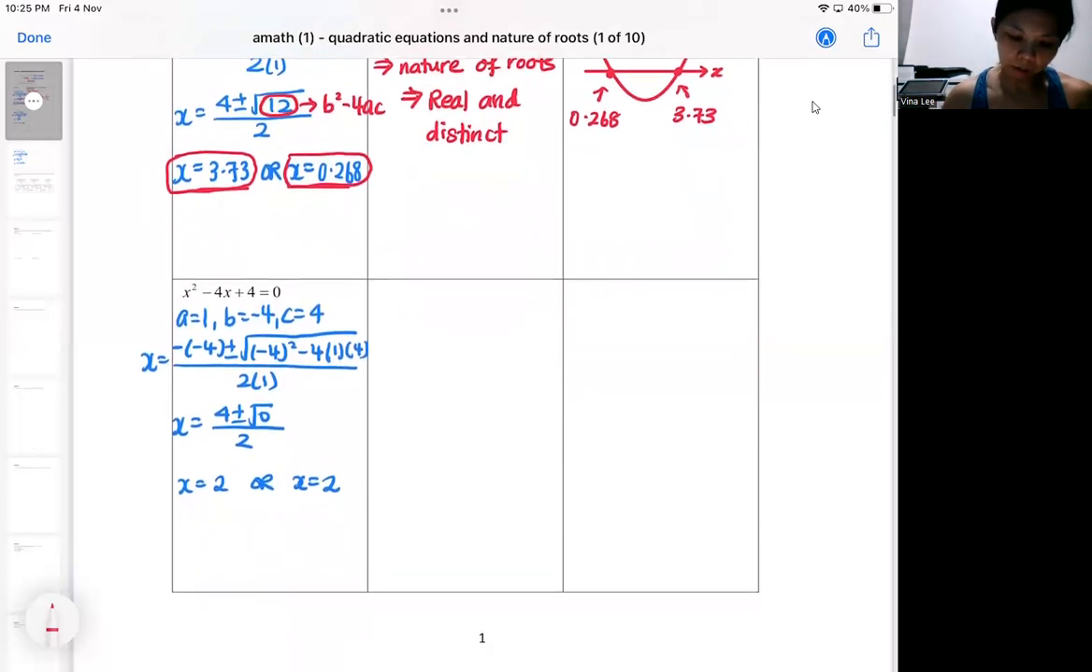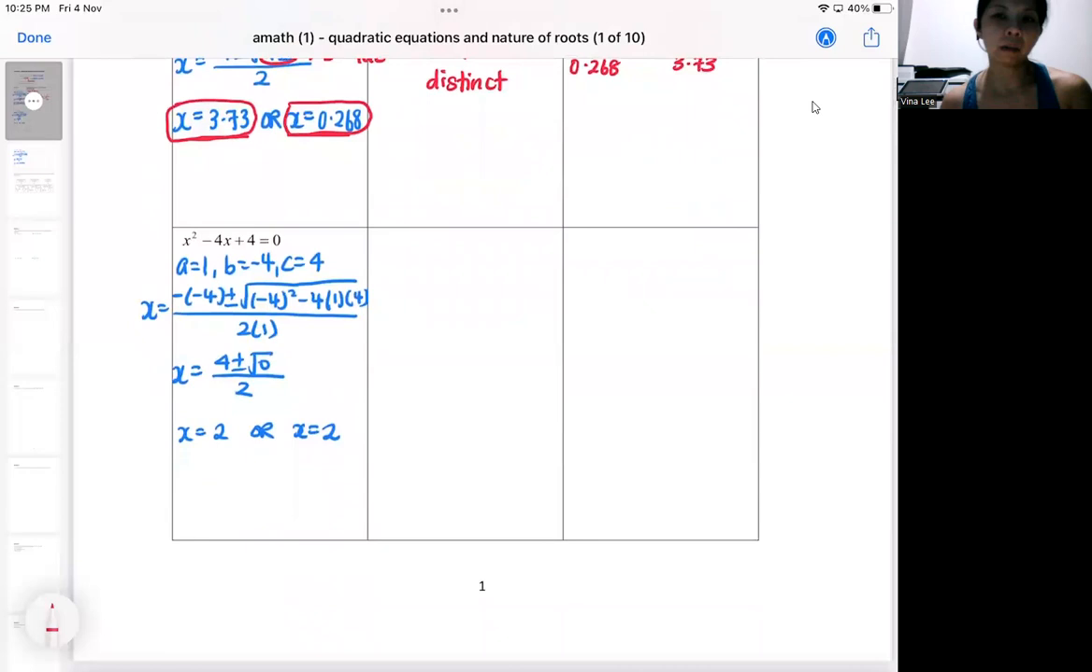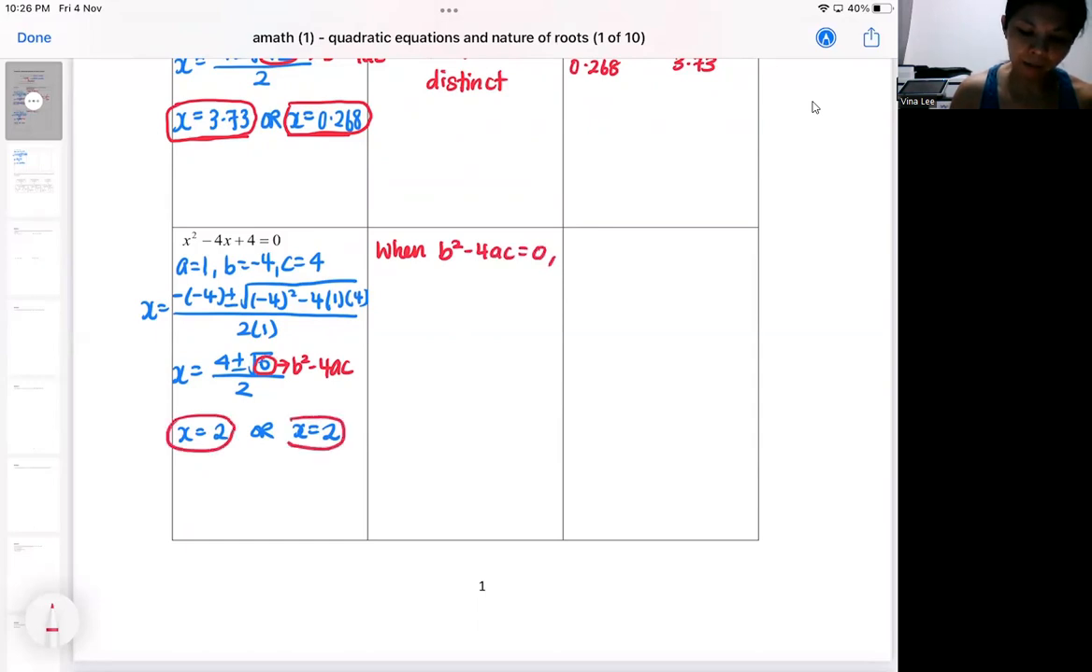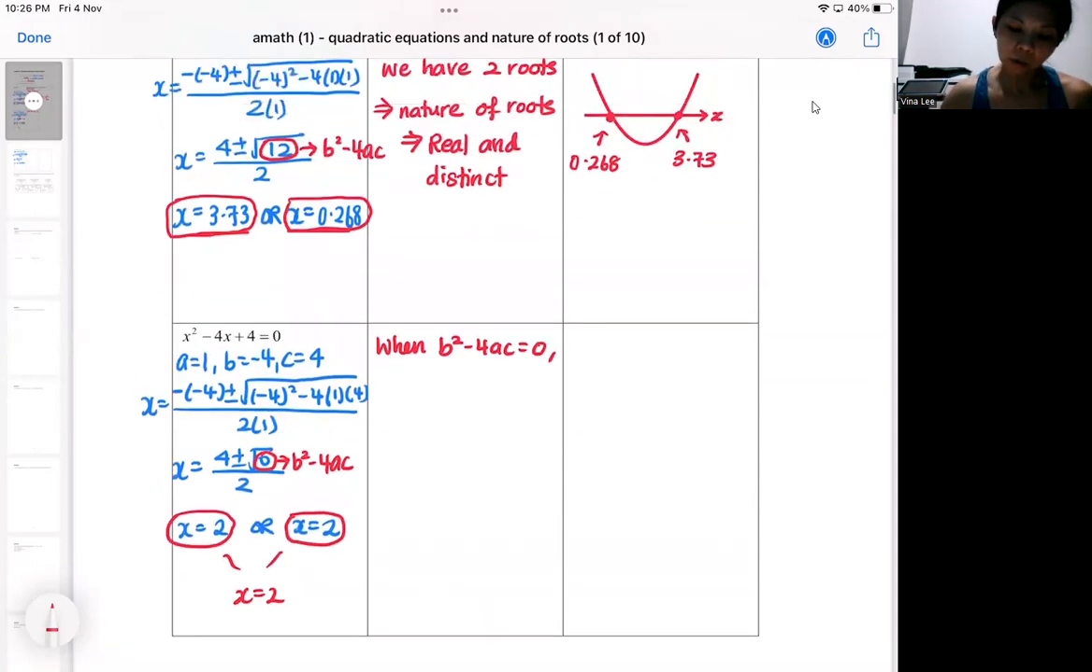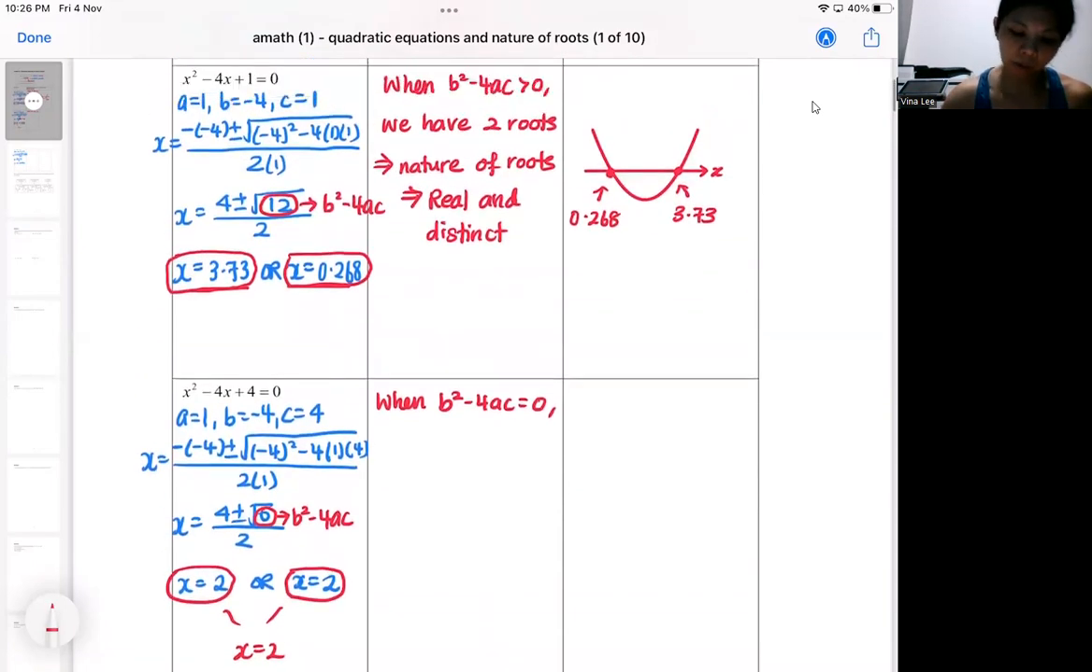Okay, so in the next situation, if you work out in the normal way, you realize that now the discriminant is 0. So when the discriminant is 0, we realize that the supposedly two roots are the same. So essentially, there's only one root. Supposedly there should be two answers, but the two answers happen to be the same. So when the discriminant is equal to 0, we end up only having one root.